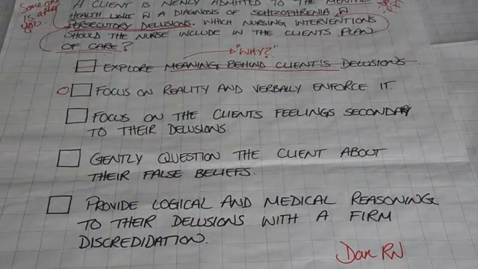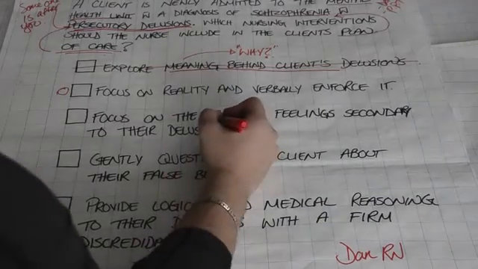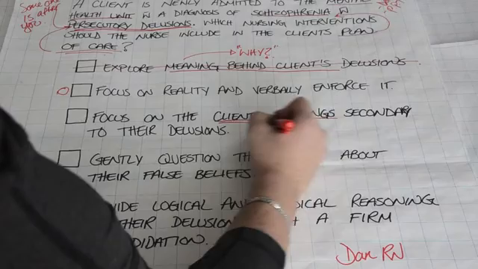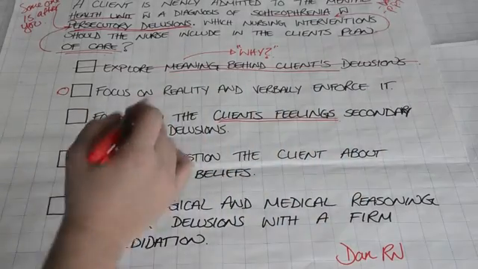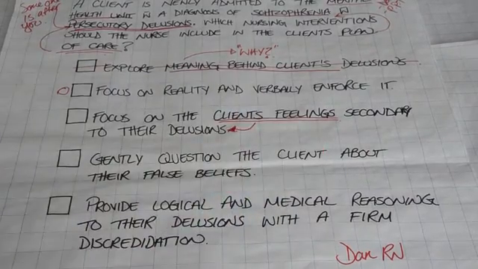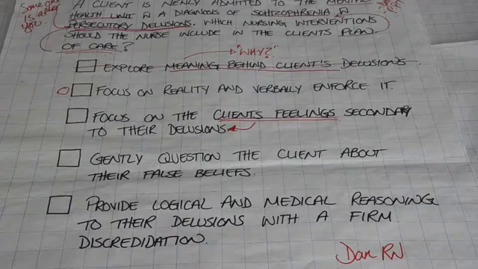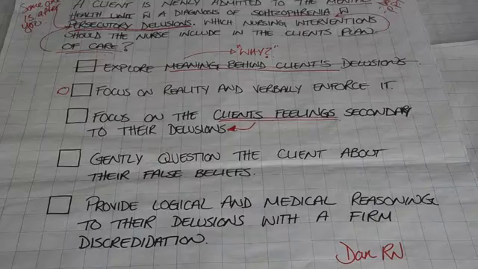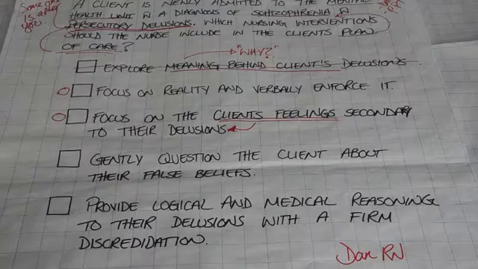Now the third one says focus on the client's feelings secondary to their delusions. Now what this means is we're focusing on how the client feels regarding their delusions. Now, does the nurse want to explore client feelings, and does the nurse want to know how their client is feeling? Yes, we do want to know, but again, we're not sure. It's a select all that apply. There might be other better ones, so we're just going to put a circle beside it as well.